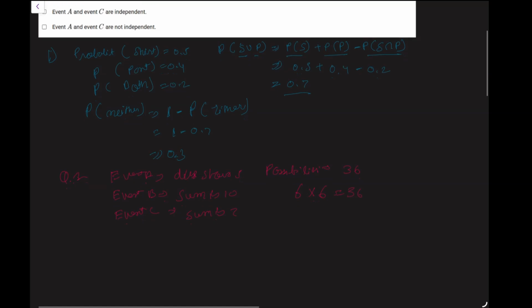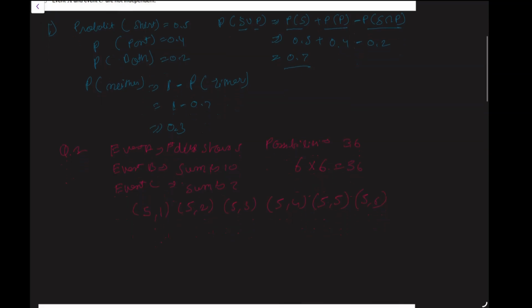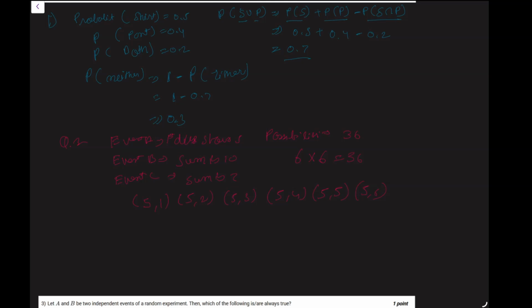Event A. First die is 5. So you have first die as 5. All possible pairs where the first die is 5 is how many? So 1, 5, 2, 5, 3, 5, 4, 5, 5, 5, 6. What does it mean? The first die shows 5, that's fixed. The second die can show any number between 1 to 6. So how many possible outcomes are there? 1, 2, 3, 4, 5, 6. So 6 outcomes. And probability is 1 over 6.